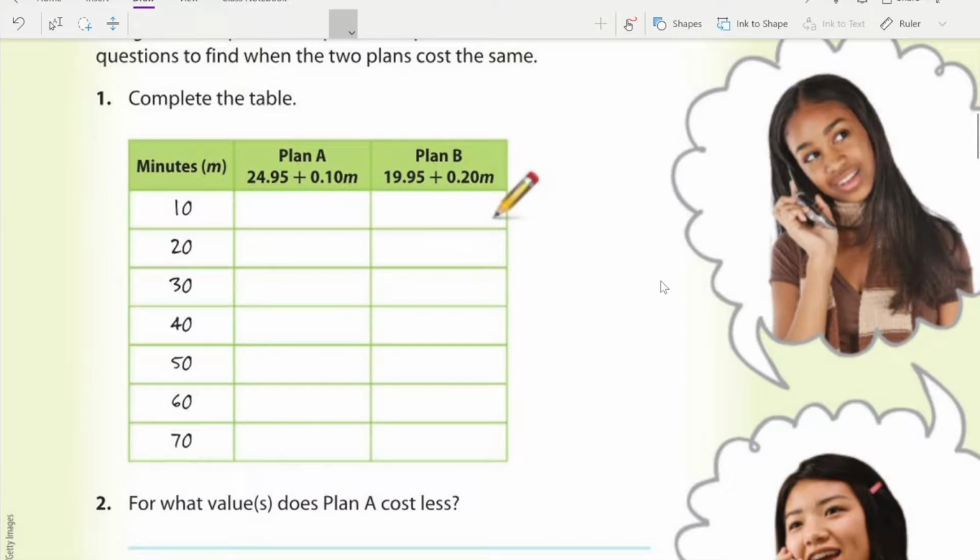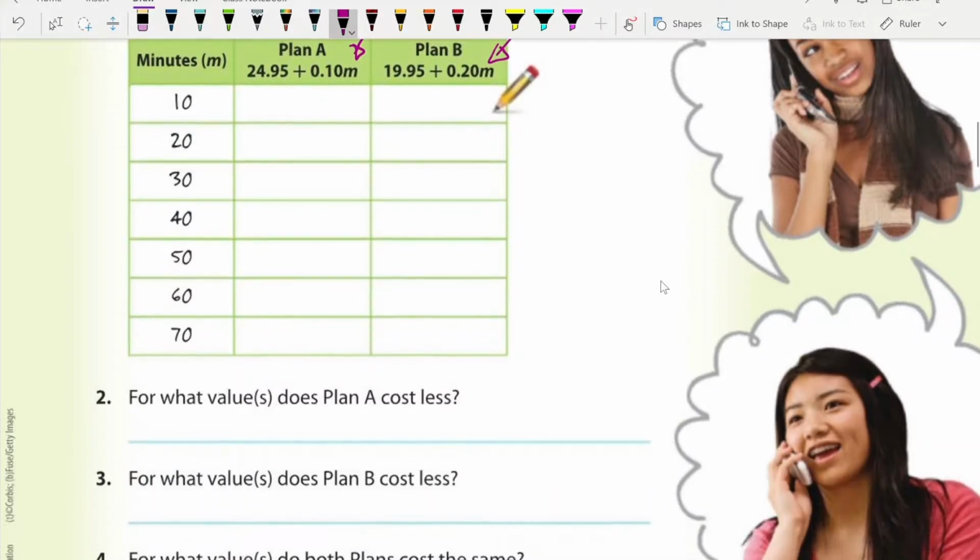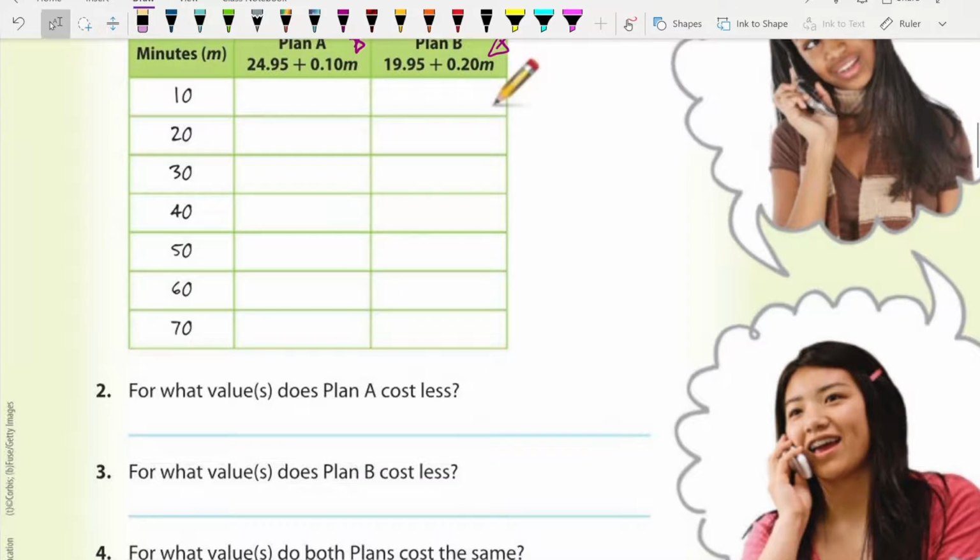So for the first example, you have 10 minutes. Plug in your 10 where you see M and calculate, and you're going to do it both for plan A and for plan B. And then you're going to answer the questions 2, 3, and 4 in EdPuzzle. So make sure that you are copying down your work and calculating what your answers will be.